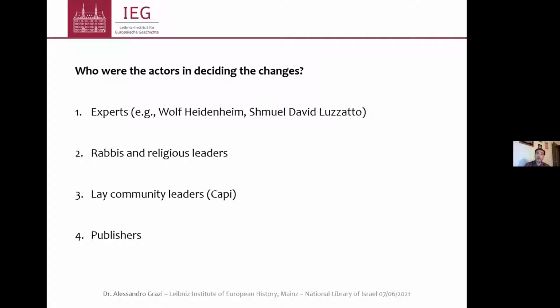Two, rabbis and the religious leaders of the community. As we will see later on, a rabbi's personal inclination towards either reform or orthodoxy could determine a whole community's direction towards one or the other form of Judaism, or at least generate contrast within the community. This means the adoption of one type of liturgy or another. Three, the lay leaders of a community, who are often called capi. In some situations, they would be the actors promoting liturgical or other kinds of changes, not always in harmony with the religious leaders. But four, I would identify also the publishers themselves.